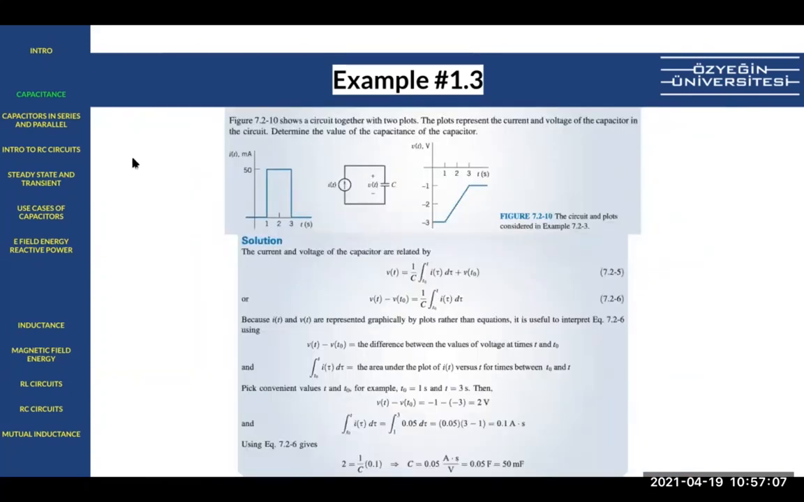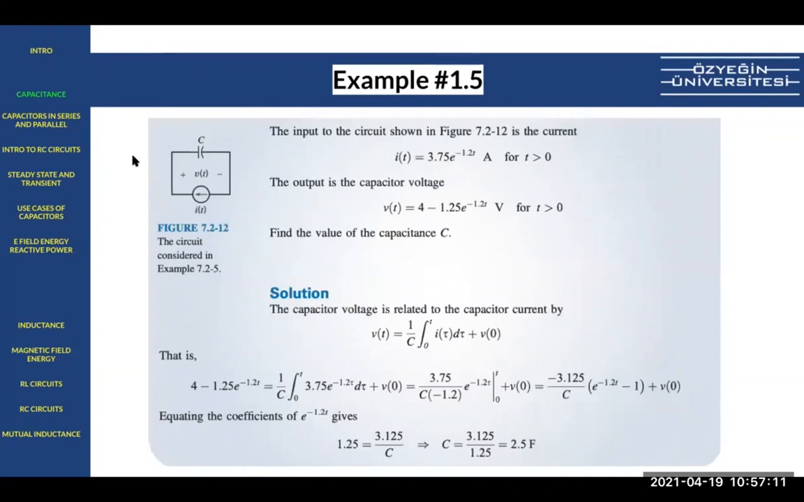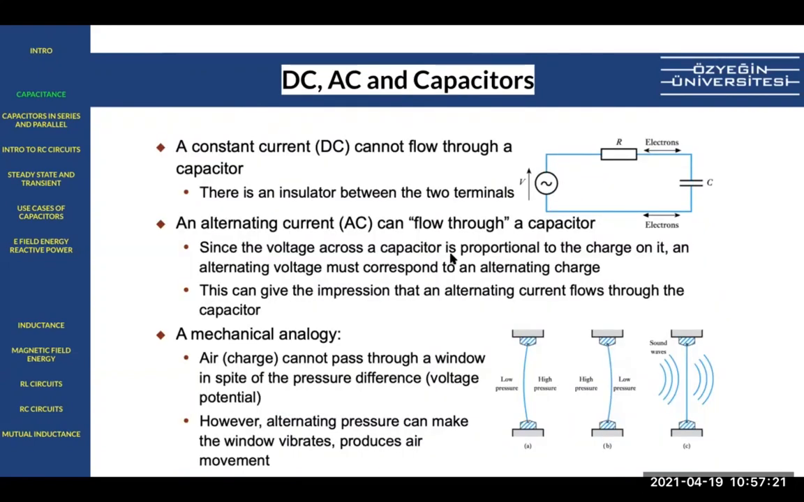More examples I won't be solving, that I uploaded in the slides. Why are we using capacitance? The capacitance has different purposes. For instance, a constant DC current cannot flow through a cap. So that means a constant voltage also cannot change.